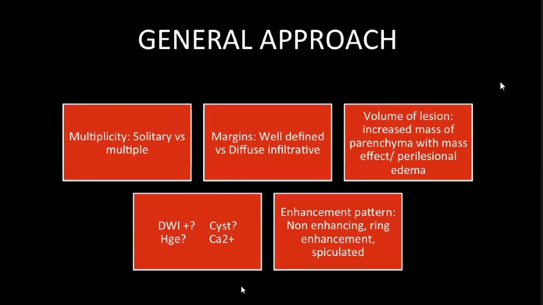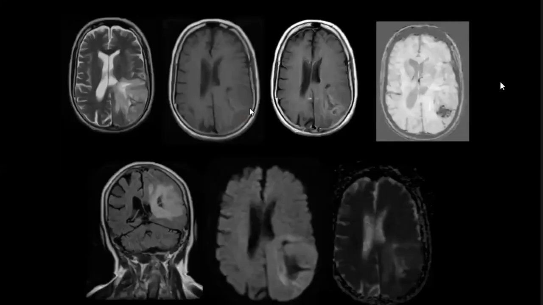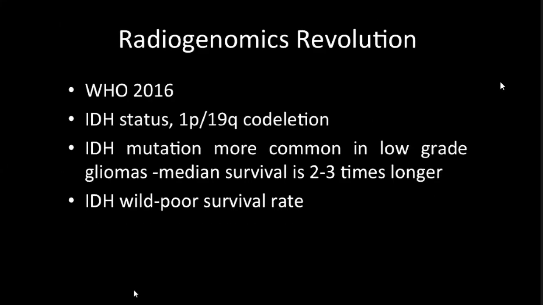The enhancement: non-enhancing, ring enhancement, speculated. So we could see that this was having some heterogeneous kind of enhancement. So this was the case of oligodendroglioma. Whenever the radiogenomics revolution, according to the new WHO classification given in 2016 for these brain tumors, was that you have to look at the IDH status and 1p19q codeletion in cases of brain tumors.